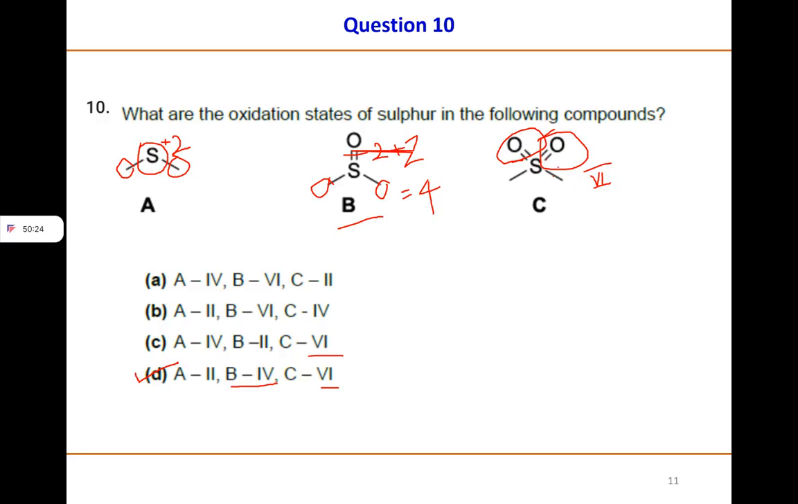And in the case of C, there are two oxygen atoms. So two bonds are here and two here. So 4 is here, and then two methyl groups are there. So 6 bonds are there with sulfur. So that's why the correct answer is option number D, where the oxidation state of A is 2, B is 4, and C is 6.